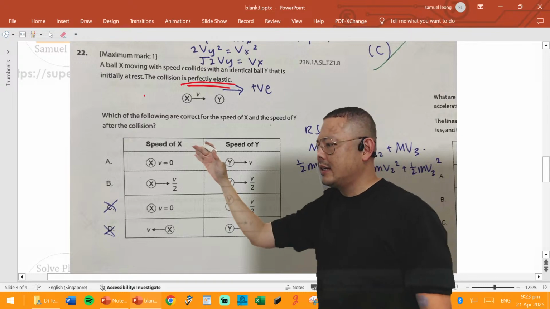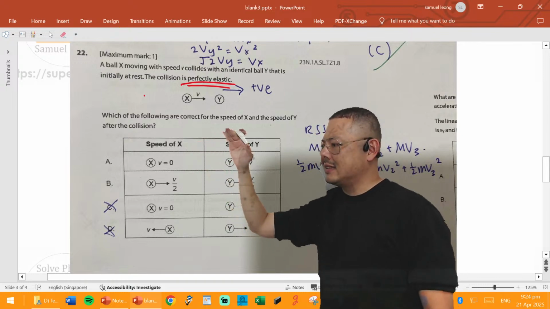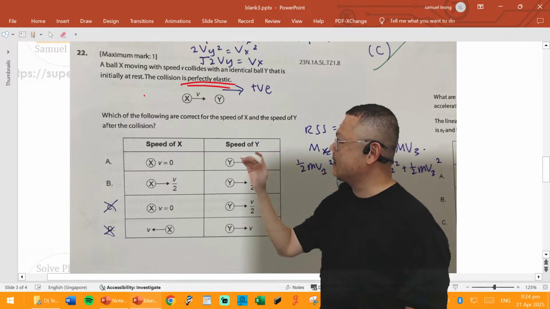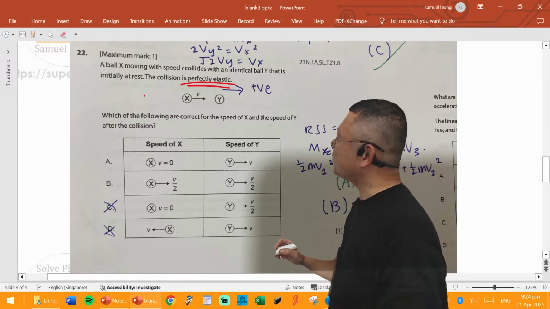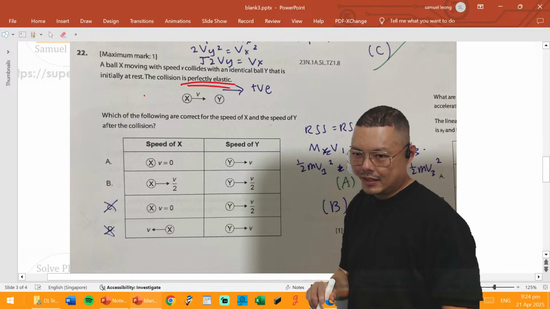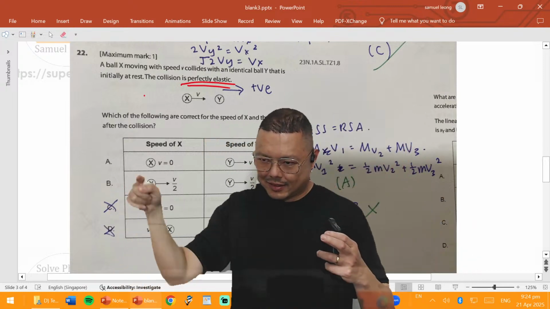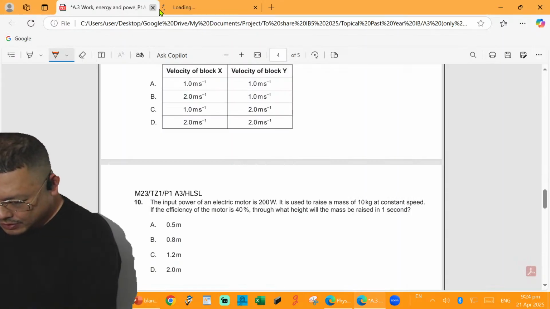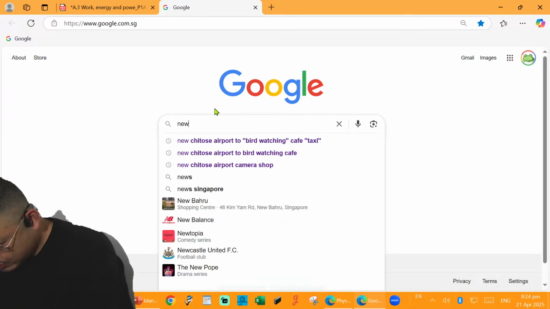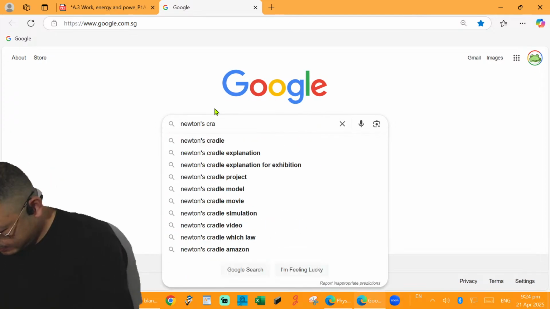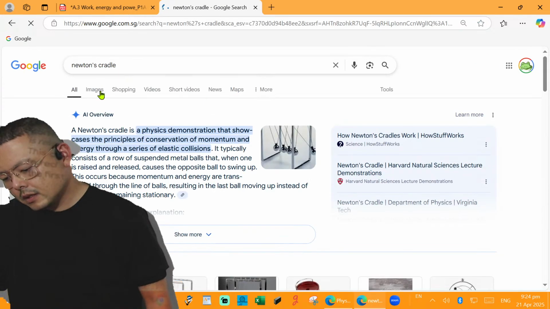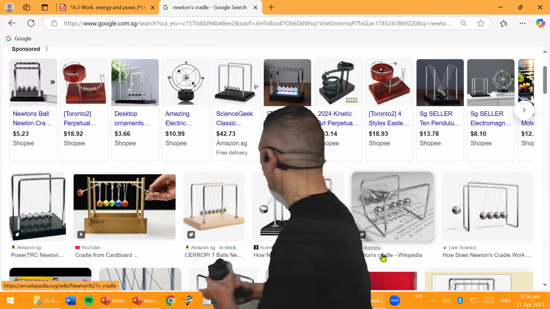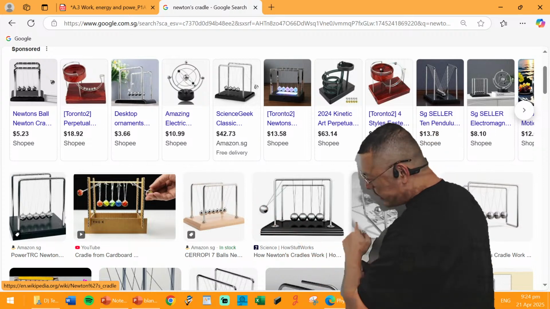This one here is a classic. If you have the exact same mass, you know the Newton's cradle, the toy? Wait, let me show it to you, a Newton's cradle. So there's this thing here. The whole idea is that all the balls have the same masses.